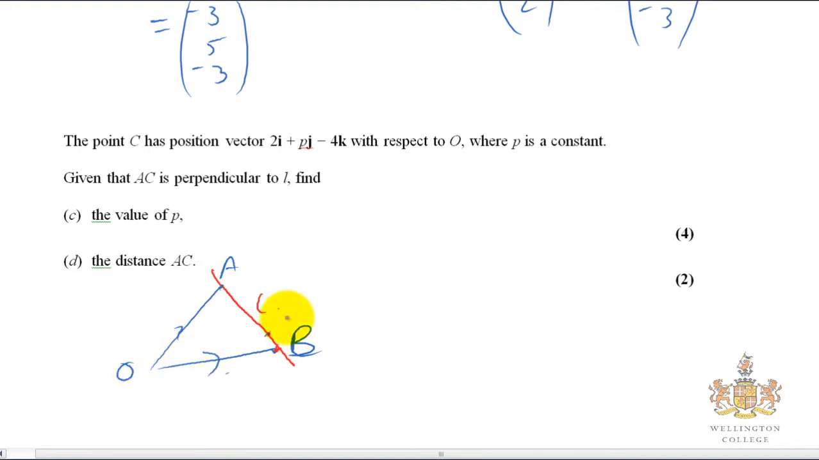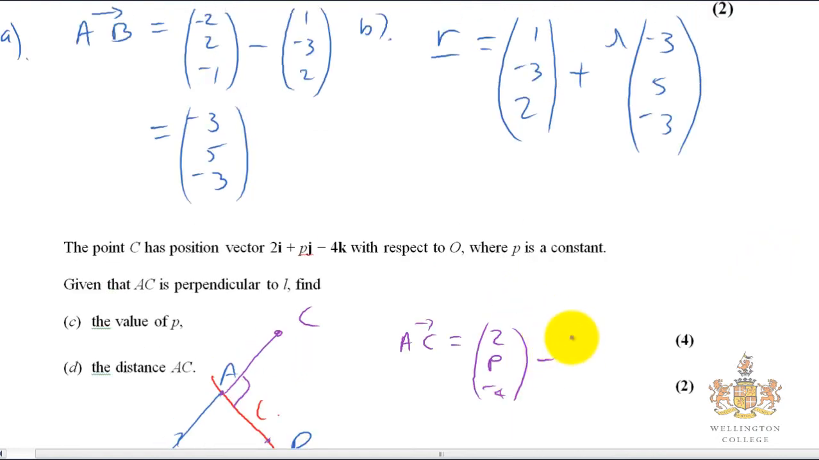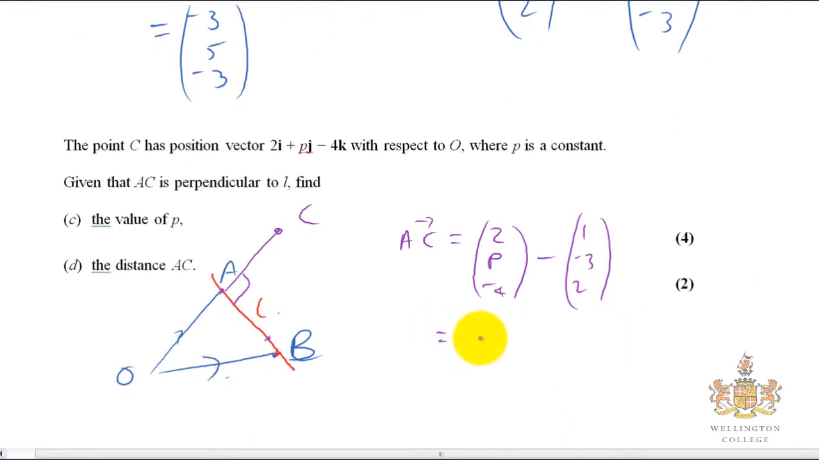And here's our origin. Here's our line L, A, B, and C, we get told that AC is perpendicular to the line. Now quite often you get asked to find a point that's perpendicular to the line. This has actually been made easier because we've been told it actually goes through AC, and we can find AC. And AC will equal C, which is 2, p, minus 4, minus our value of A, which was 1, minus 3, 2. So that would equal 1 away from 2 is 1. We've got p plus 3, and then we've got minus 4 minus 2 gives me minus 6.